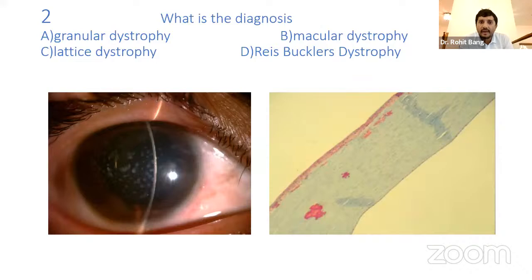corneal dystrophy. I am showing you a straight line photo and I am also showing you a histopathology section. So whether it is a granular dystrophy, whether it is a macular dystrophy, whether it's a lattice corneal dystrophy, or whether it is Reis-Bücklers corneal dystrophy. Again, the clue is that this dystrophy is not extending up to the limbus. So in a case of macular dystrophy, it extends from epithelium to endothelium and it extends from limbus to limbus. So obviously macular dystrophy has been ruled out of those three. Last 2 seconds, and the answer is granular dystrophy.